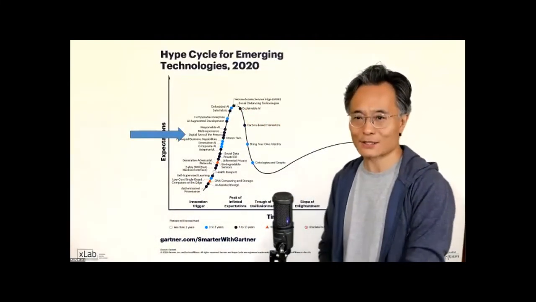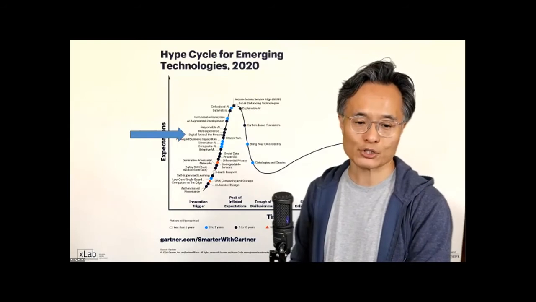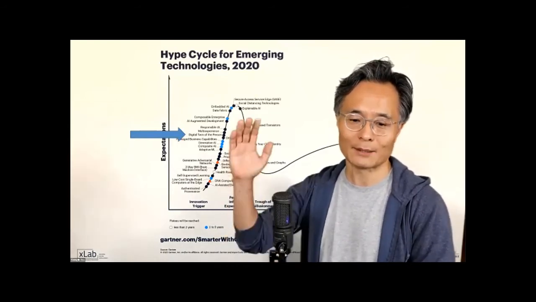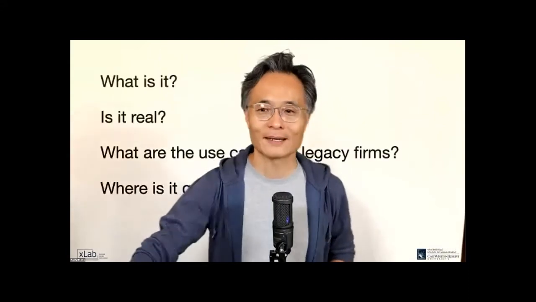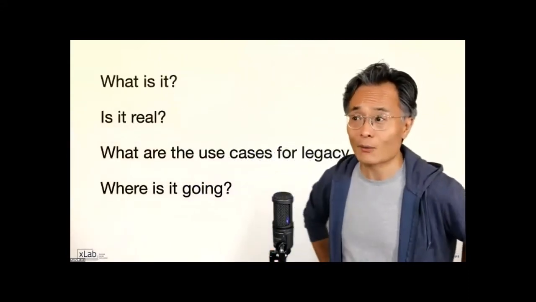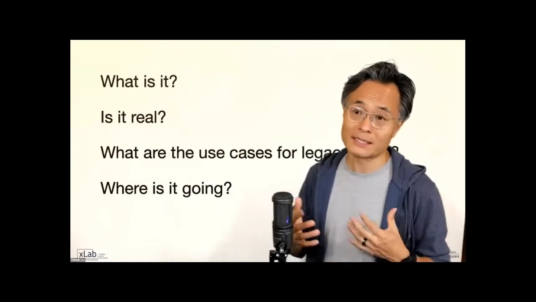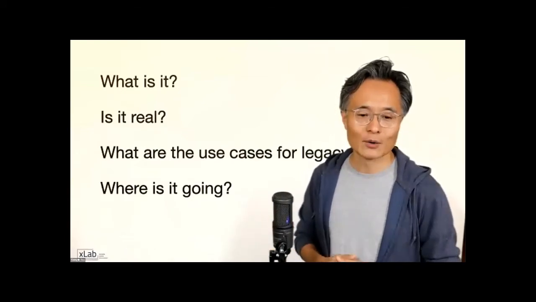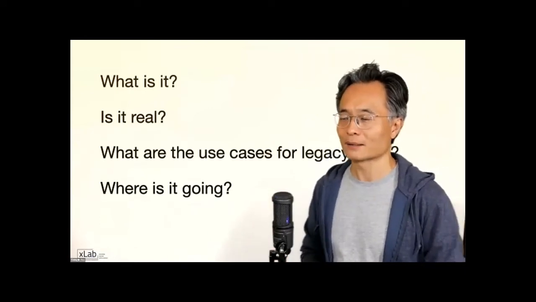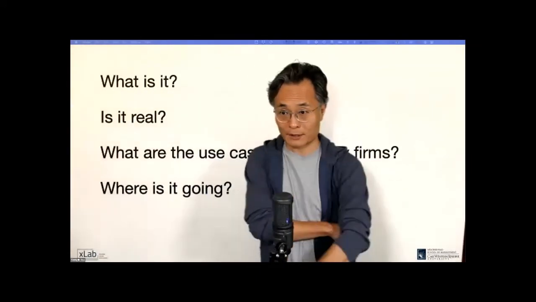So this is last year's hype cycle. And you will see here that digital twin for person is up and coming, and it is climbing up on the hype cycle. So with this background, we believe this is an important topic that we need to think about. I hope that our panelists will enlighten us with some additional discussion about what digital twin is. Is it real? What are some of the use case scenarios for legacy firms, and where is it going? What are some of the things that we need to think about? So that's a brief overview of where we are and how we will talk about this topic.